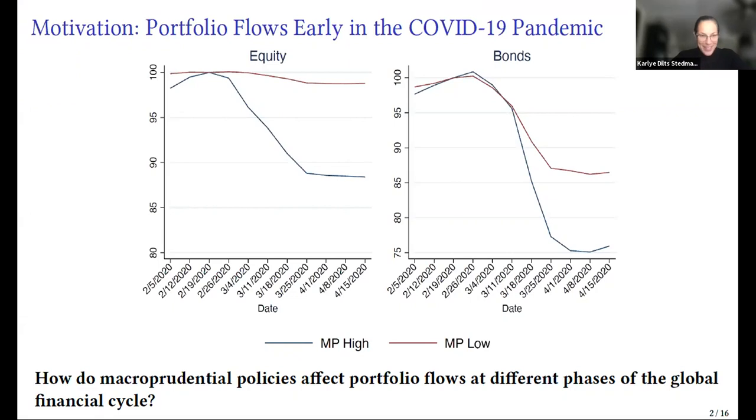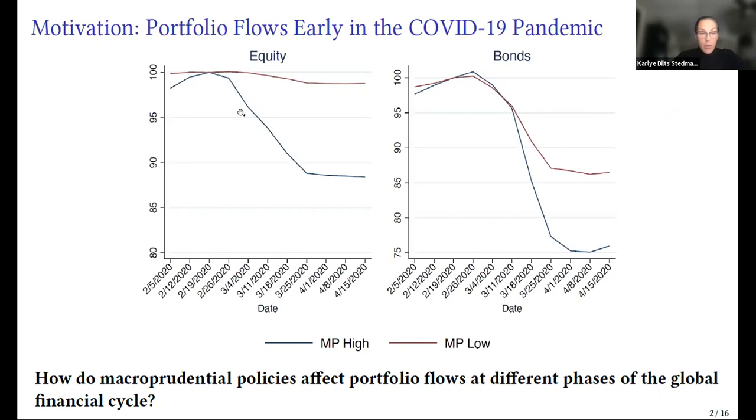Now, on the next slide, I'm offering some graphical motivation, which is just an illustration using our data. Here is EPFR fund flow data as a percent of assets under management in the initial months of the coronavirus crisis, mid-February 2020 to mid-April 2020. These are cumulative flows indexed to 100 in the week of February 17. On the left are equity flows and on the right are bond flows. The first pattern to which I want to draw your attention is the precipitous level of outflows from equity and bond funds in the sample of 72 advanced and emerging markets included here.